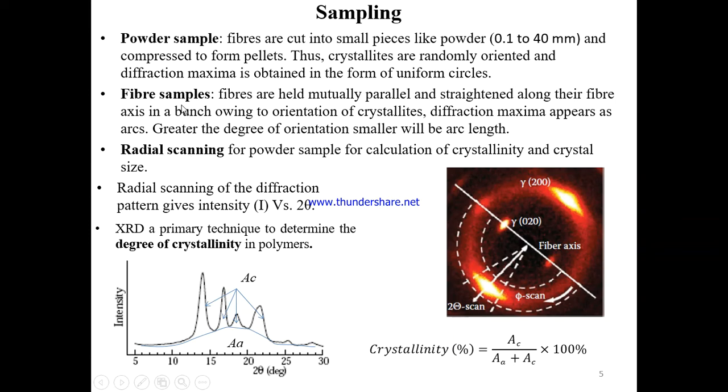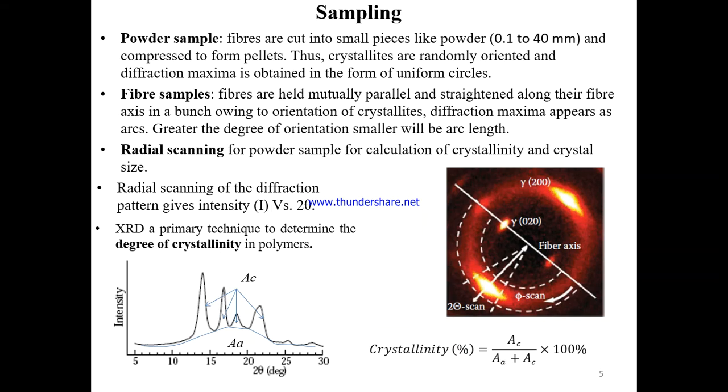In the case of a fiber sample, you will get a diffraction spectrum of concentric arcs, not circles. Whereas in the case of a powder sample, you will get a diffraction spectrum of concentric circles, because in the powder sample all the crystallites are randomly oriented in all directions. That is why you receive concentric circles or bright rings.